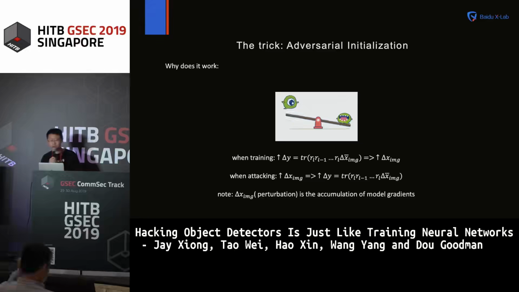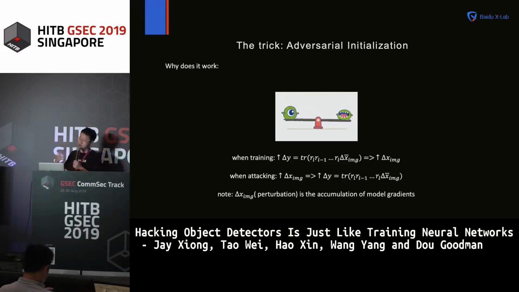But why? Because when training, we think that by proper initialization, we can have a bigger delta Y during the optimization process, which leads to a more effective combination of our gradients on delta X. And when showing the adversarial sticker in front of the camera, it is actually performing the matrix multiplication back, and results in a more effective delta Y change.